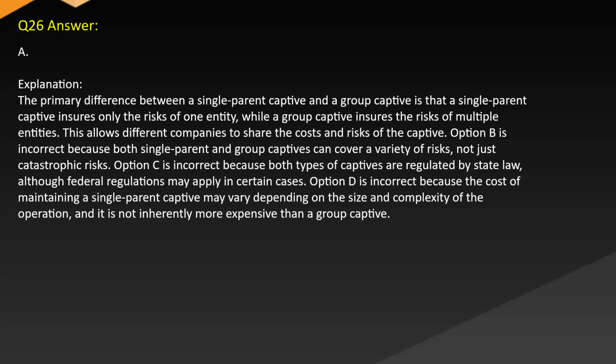Option B is incorrect because both single-parent and group captives can cover a variety of risks, not just catastrophic risks. Option C is incorrect because both types of captives are regulated by state law, although federal regulations may apply in certain cases. Option D is incorrect because the cost of maintaining a single-parent captive may vary depending on the size and complexity of the operation, and it is not inherently more expensive than a group captive.